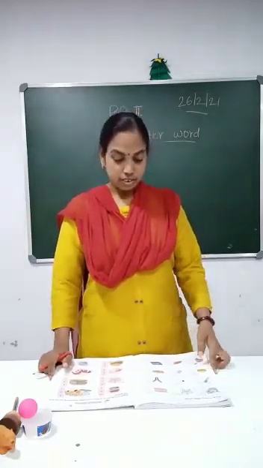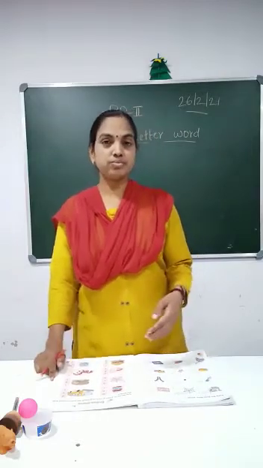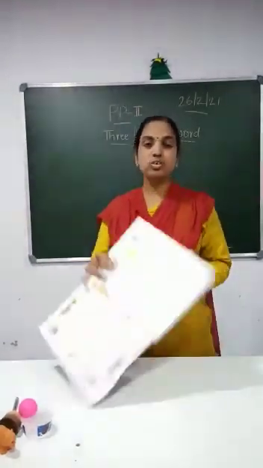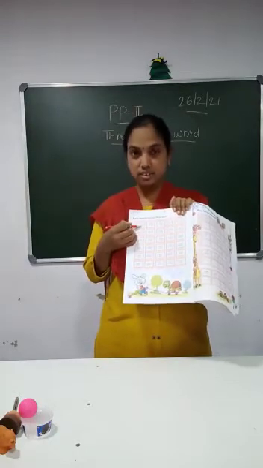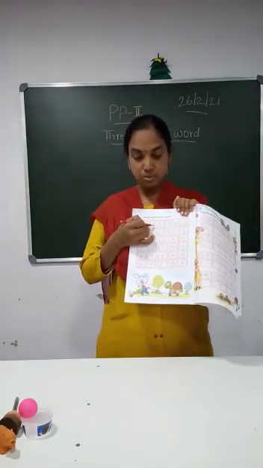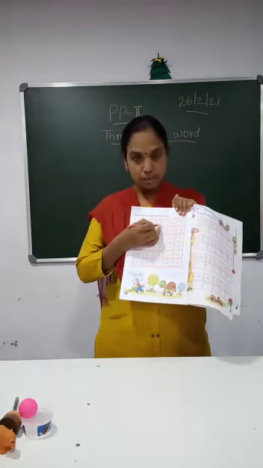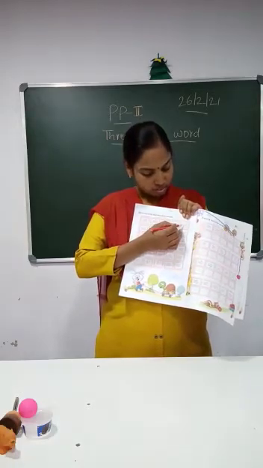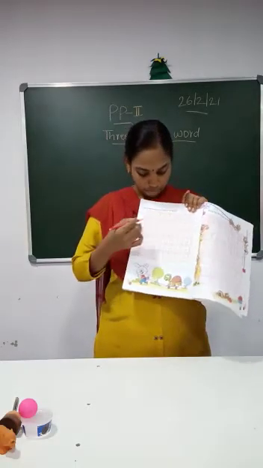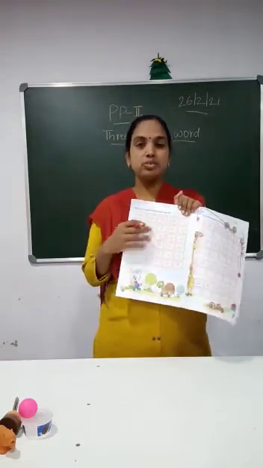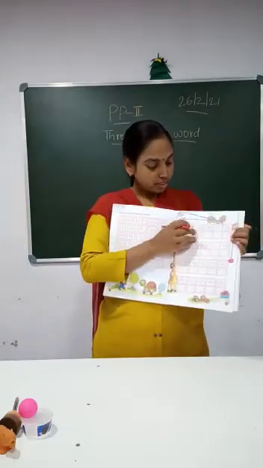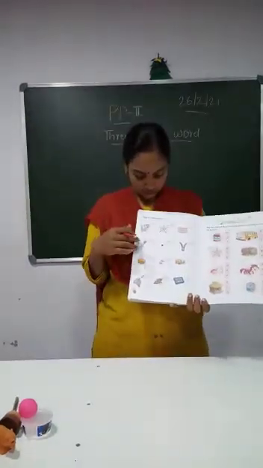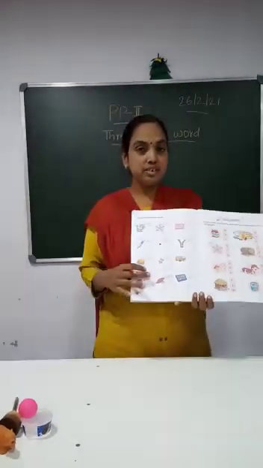Today we are going to do English. In last class we have learned two-letter words: a b e, b ib a g, a b ab. So all this we have learned in two-letter words, and also we have learned this as well as the writing. Now today we are going to do three-letter words.